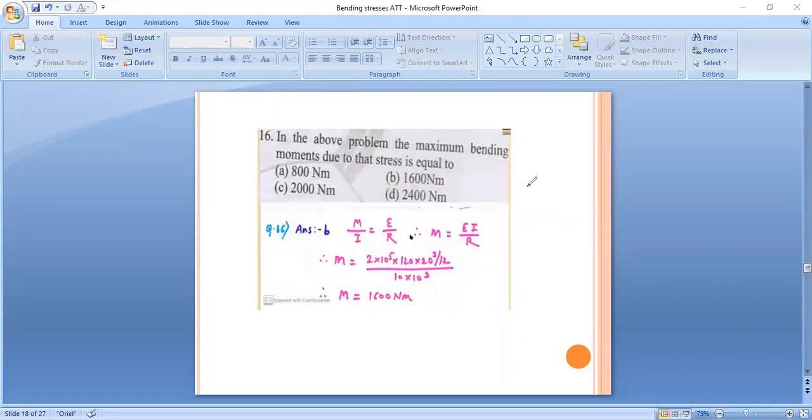You have to calculate I. 120 width is given and 20 thickness is given. So 120 into 20 cube divided by 12, that is B D cube upon 12, divided by R. Radius of curvature is already given, but it is in meters, so you have to convert into mm. So 10 into 10 raised to 3. After solving, you get the moment equal to 1600 Newton meter. So option B is correct.